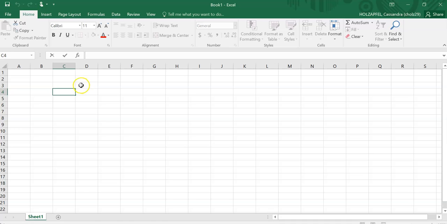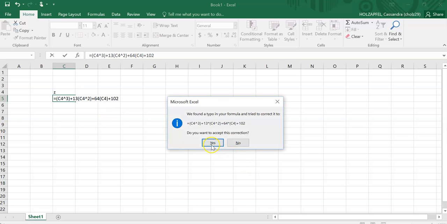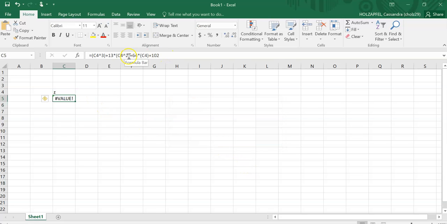All right, so let's call this my value for z here. I'm going to manipulate this in a second, and I'm going to write my function here. So this cell will be equal to the previous cell to the power of 3 plus 13 lots of the previous cell to the power of 2 plus 64 lots of the previous cell plus 102. And that's going to have some sort of error. Okay, let me just double check that I've done that right. Yep, it's missing the times signs. That's what I've done wrong.